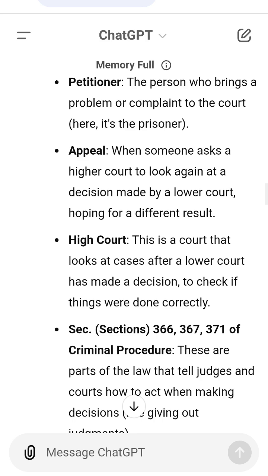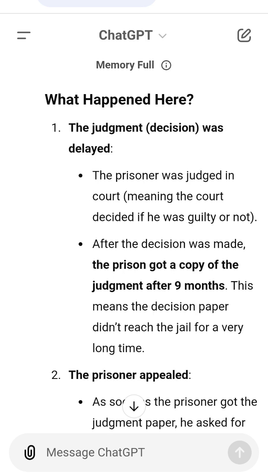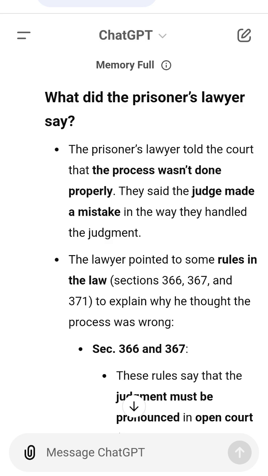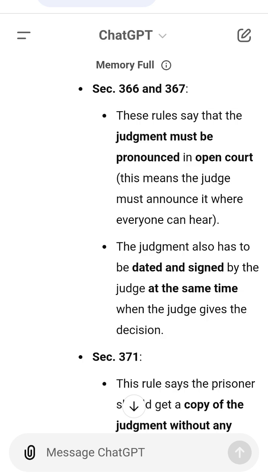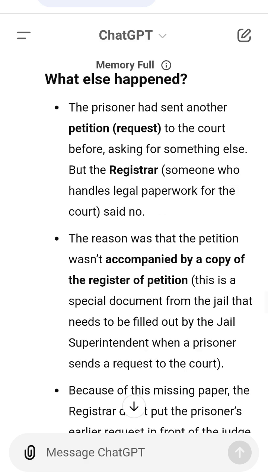Additional information. Why are sections 366, 367 and 371 important? These rules are important because they make sure the court works fairly. They make sure that when someone is judged, everything happens in a fair and open way, and the person knows what is happening in their case right away. 2. What happens if the rules aren't followed? If the rules aren't followed, a prisoner might not get a fair chance to defend themselves or to ask for help from a higher court. This could be a violation of their rights.